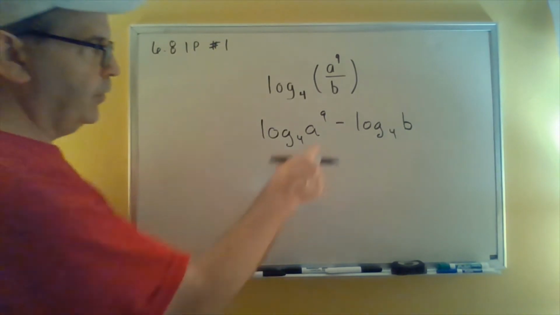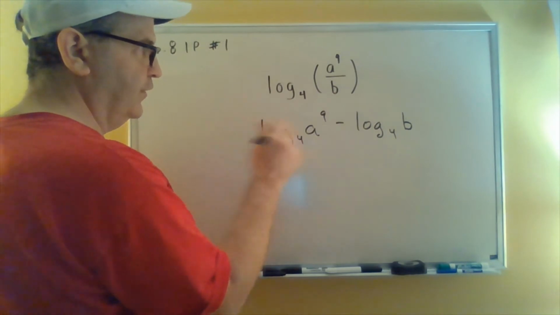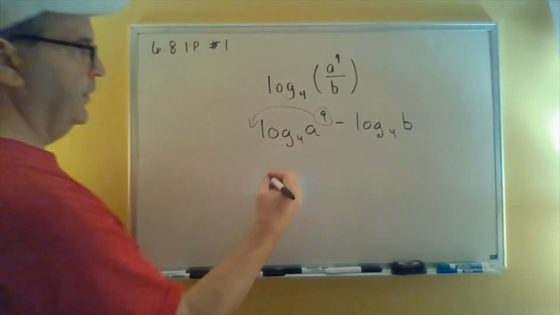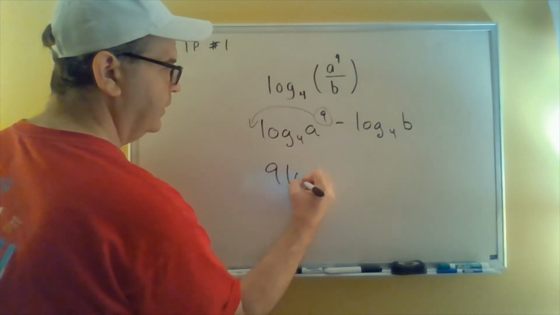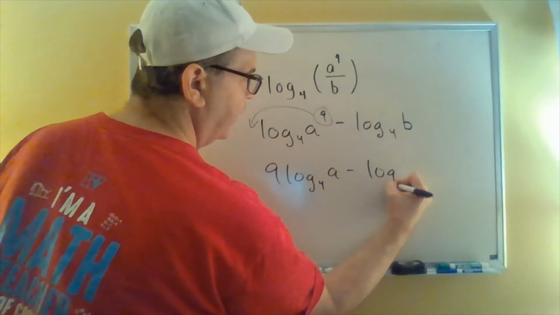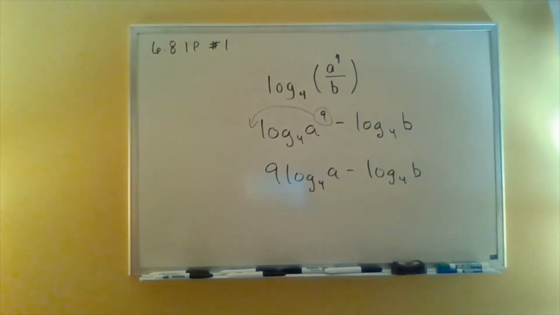Next thing I want to do is I'm going to move this 9 from the exponent spot out to the coefficient spot using the power property. So I'm going to end up with 9 log base 4 of a minus log base 4 of b. And there's nothing we can do with this second term here, so that is our answer for number 1. 9 log base 4 of a minus log base 4 of b.